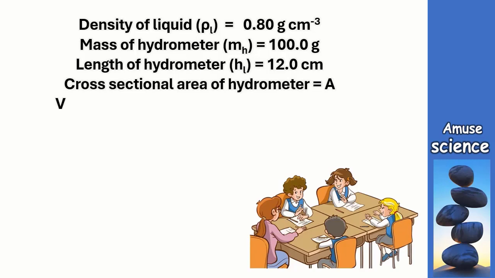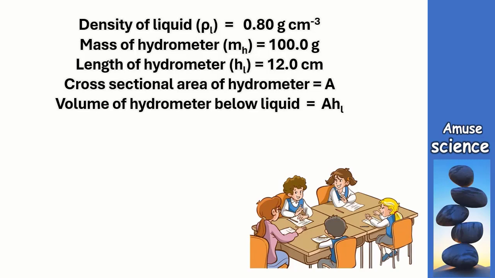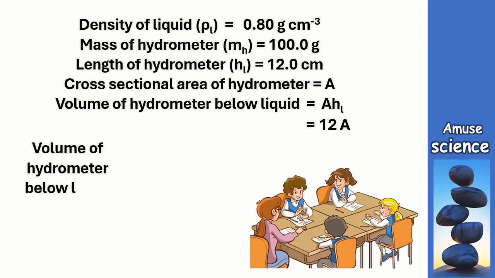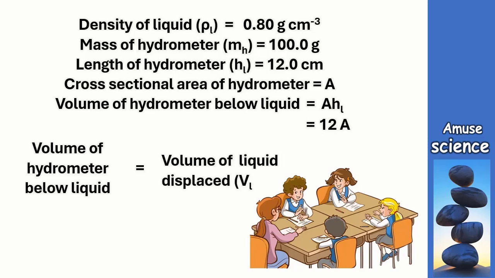And so let's write that the volume of the hydrometer below the liquid surface is equal to A times HL, and this is going to give us 12A. We also know that as the hydrometer floats in the liquid, it will displace a volume of the liquid which is equal to its volume below the surface of the liquid. So we can write that the volume of the hydrometer below the liquid surface is equal to the volume of the liquid displaced, which is represented by VLD.